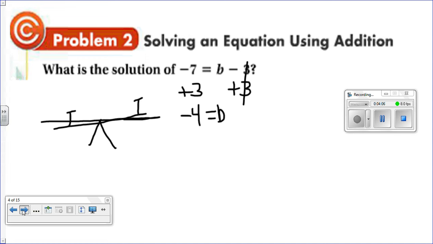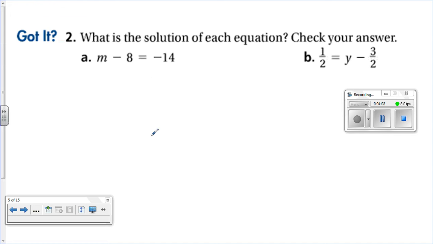Okay. What is the solution to these two? So again, I'm going to do this real quick. The inverse of subtracting 8 is adding 8. So we have to do it to both sides. This cancels. You're left with m equals negative 14 plus 8, which is negative 6.